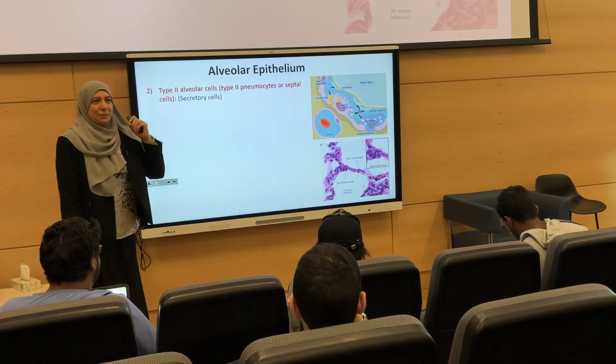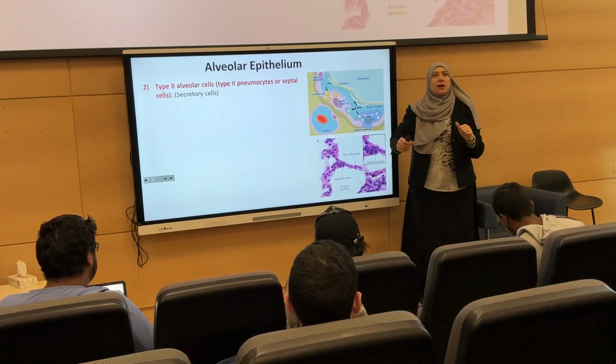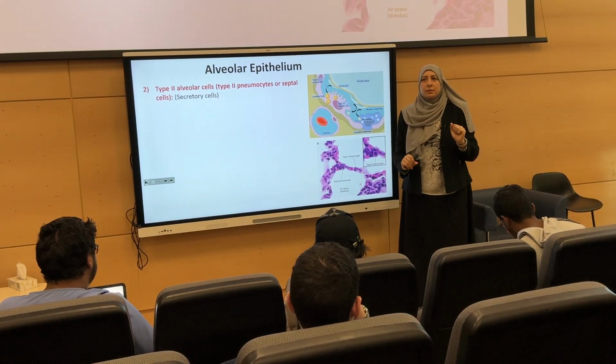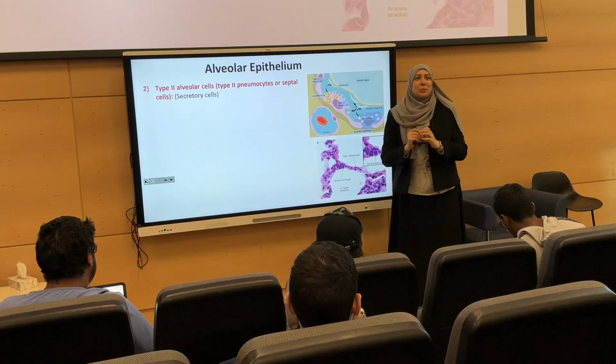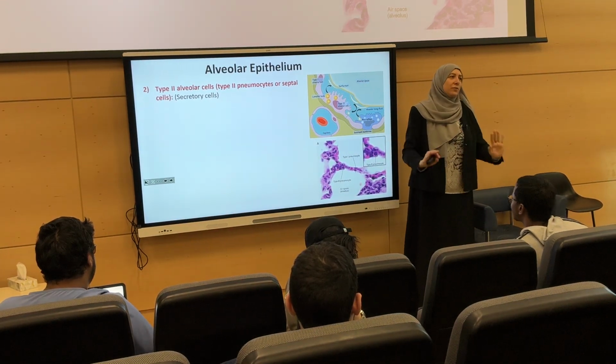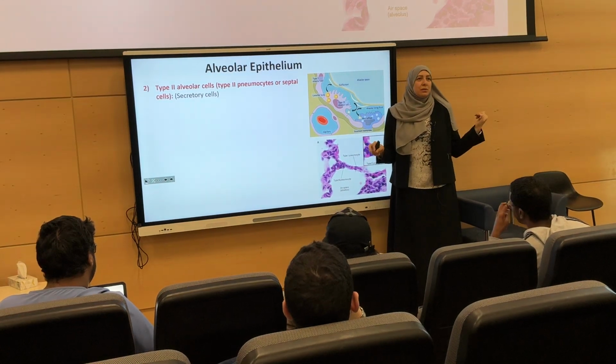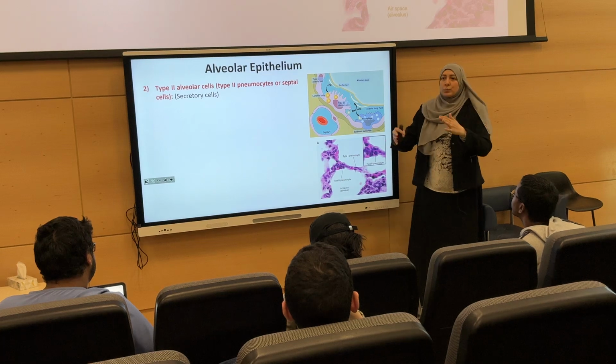Then the second cell. Okay? This is the second cell. If the other one is making 40%, so this is what? 60%. And the other one covering 95%. This one covers how much? The rest, 5%. But can we live without this? No. Can we live without the other? No. They are both vital for our respiration.